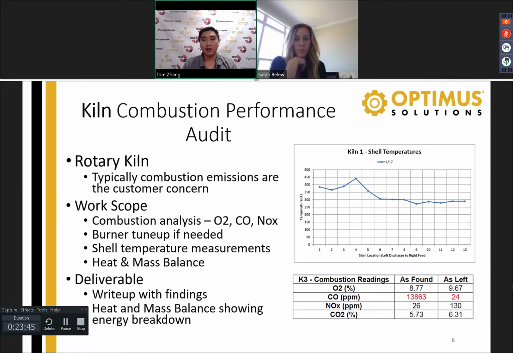In this particular case, we took a look at the shell temps on one kiln, and there's nothing that jumps out at me. This is more or less a peak on the discharge end. On one of the combustion readings, we got something like 14,000 parts per million, and you should really be under 100, or even 50, depending on where you're at. We reduced it, and the customer saved about 80 grand just on tuning the burner.